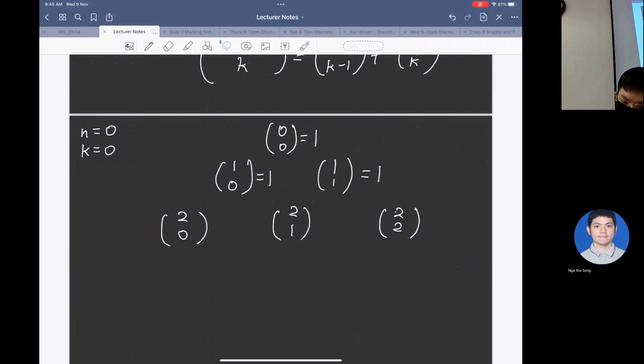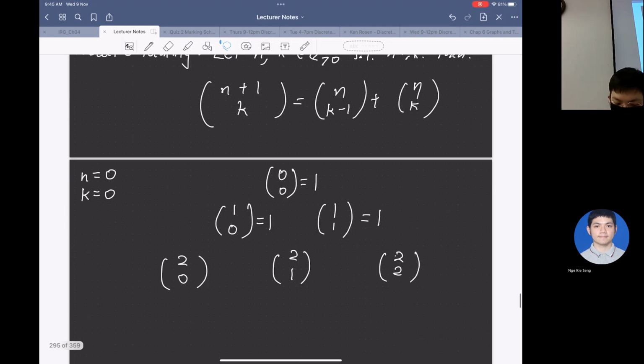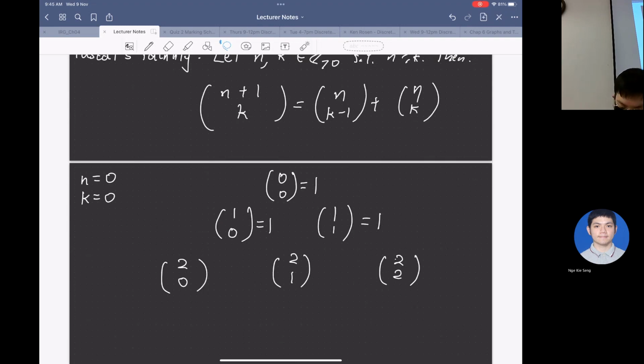So 2 choose 0 is also 1 because everything choose 0 is 1, right? Because it's like the empty set. You pick nothing. And then 2 choose 2, there's one way to pick all of them. So how about 2 choose 1?